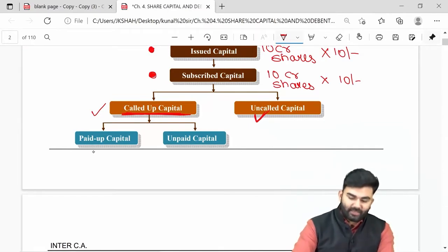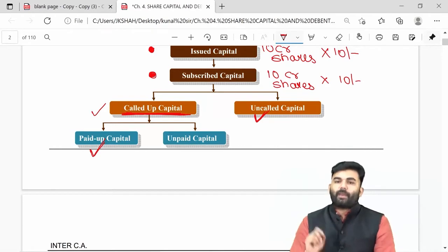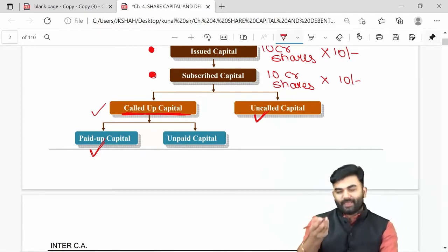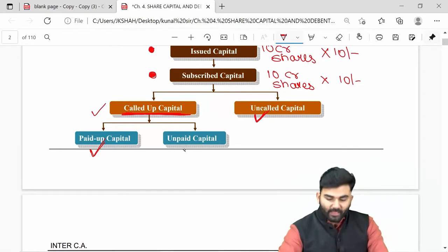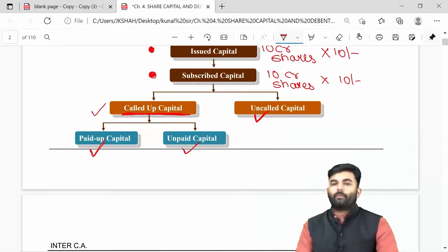However, the investor has just paid rupees 5 per share. So whatever money the company has already received is called the paid up capital. The money which the company is yet to receive but has already been called is called unpaid capital.